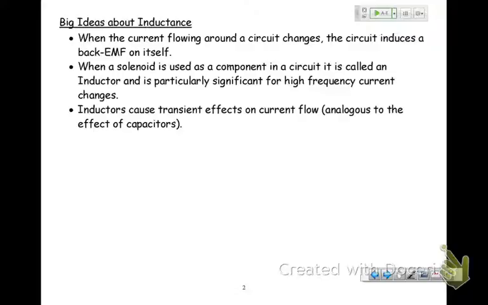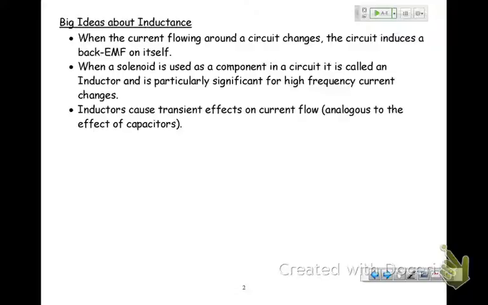When a solenoid is used as a component in a circuit, it is called an inductor. So we might actually try and make a component for its magnetic properties, rather than for its electronic properties. And that's called an inductor.